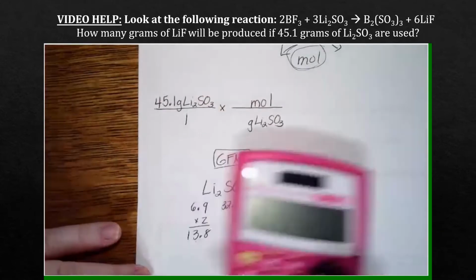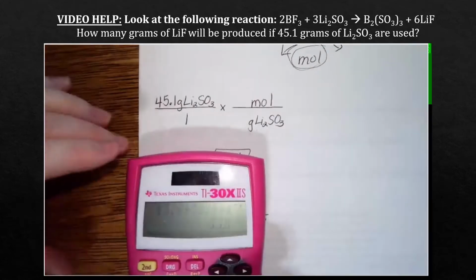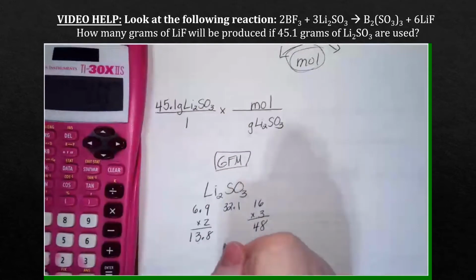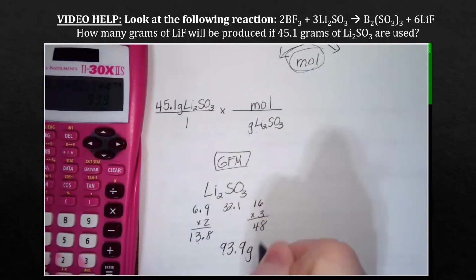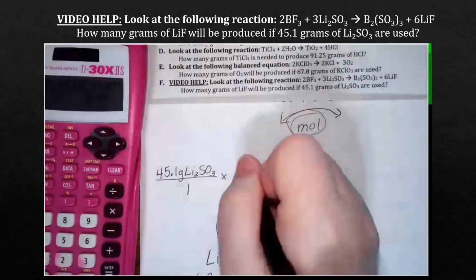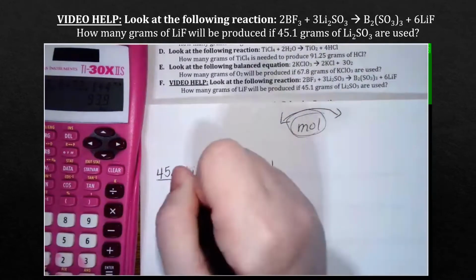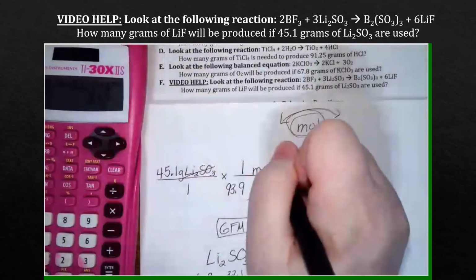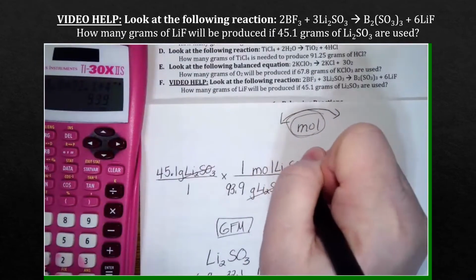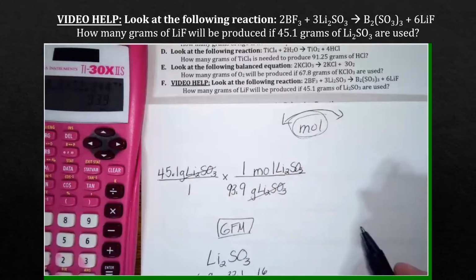So let's do that. 13.8 plus 32.1 plus 48 equals 93.9. So 93.9 grams per mole. So that goes up here. It's grams per mole, so it's 1 mole, and it's 93.9 grams. So that cancels out. But remember, don't forget to write your substance. Is what I'm trying to find moles of Li2SO3? No, it is not.